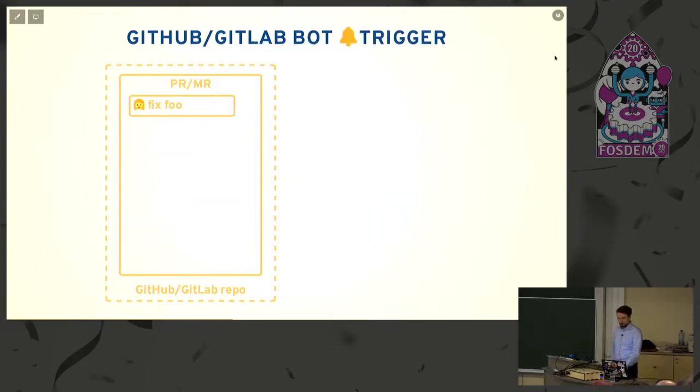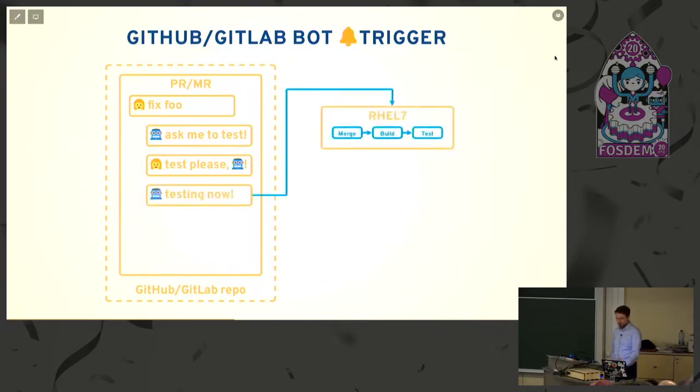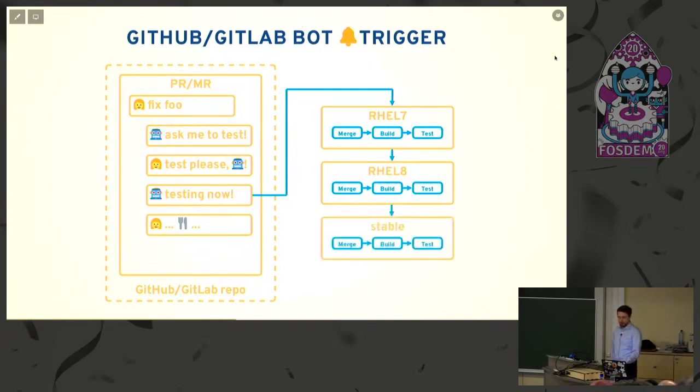You submit a PR or MR, and the bot comes and says, hey, I'm a bot. Send me a message and I'll test this for you. So the developer says, test please, bot. And the bot says testing, and you go. Then it triggers the pipelines for the various repos that we have. A developer can go have lunch or two, and then it finishes, and the bot says passed or failed.